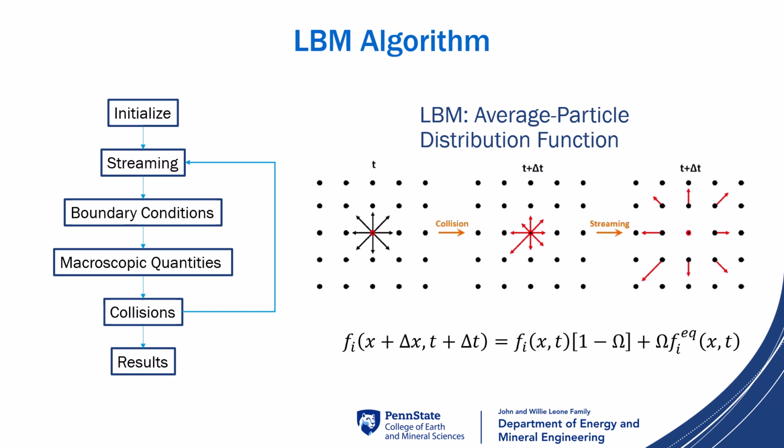These quantities are then used to recompute the equilibrium distributions. In the collision step, the distribution functions are relaxed towards equilibrium using a collision operator, which models local interactions and viscosity. This process, streaming, boundary application, macroscopic reconstruction, and collisions, is repeated over many time steps, allowing the flow field to evolve. Once the simulation reaches convergence, or the final time, the results are extracted in the form of velocity fields, pressure distributions, and other macroscopic flow properties.